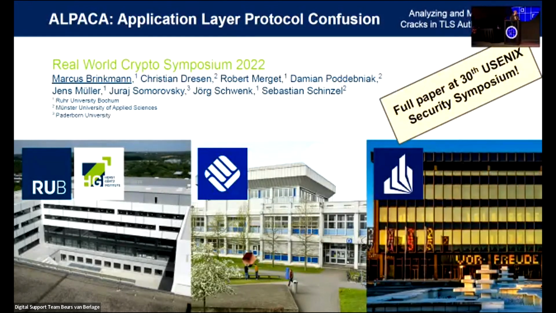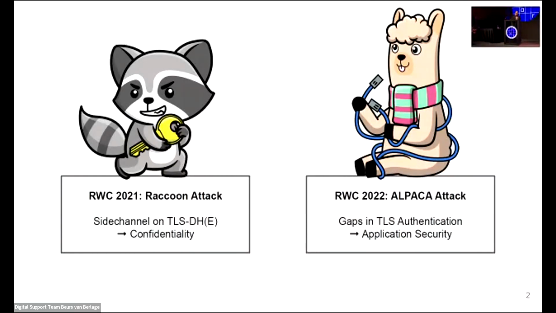So thank you for coming. This is a joint work with Christian Dresen, Robert Merget, who is here, Damian Poddebniak, Jens Müller, Juraj Somorovsky, Jörg Schwenk, and Sebastian Schinzel. And our research is in real-world protocols like TLS. Last year, Robert gave a talk on a side-channel attack on TLS Diffie-Hellman, breaking its confidentiality. And this year, we show how gaps in TLS authentication can be used to break application security.